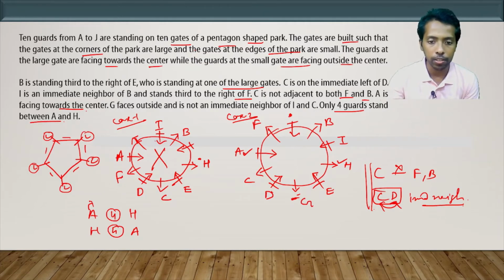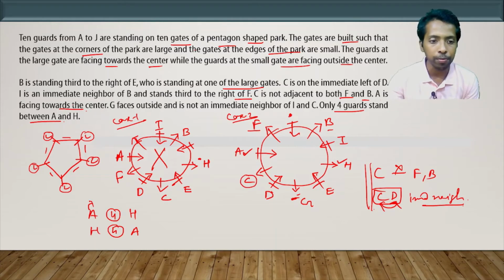And just fix the next one. B is standing third to right of E, who is standing at the large gates, yes. C is on the immediate left of D. I is an immediate neighbor of B, and stands third to right of F. This is also satisfying. Here it's F. C is not adjacent to F and B. This is also satisfying. F here, B here, and C is here, right?